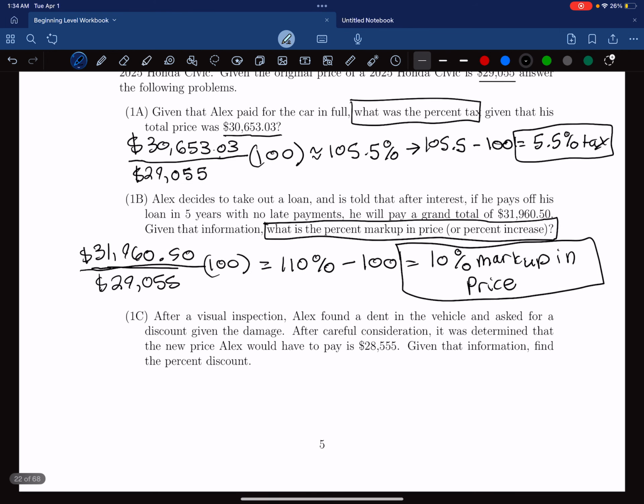Now, looking at our last problem, for example 1, it says, after a visual inspection, Alex found a dent in the vehicle and asked for a discount given the damage. After careful consideration, it was determined that the new price Alex would have to pay a total of $28,555. Given that information, find the percent discount. So let's go back to the question. We have to find the percent discount.